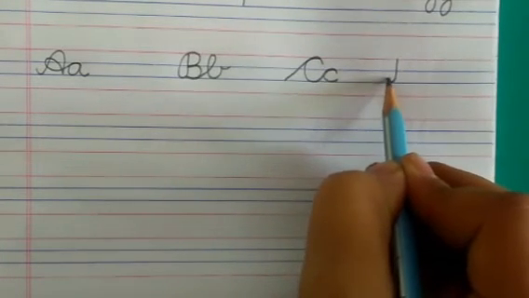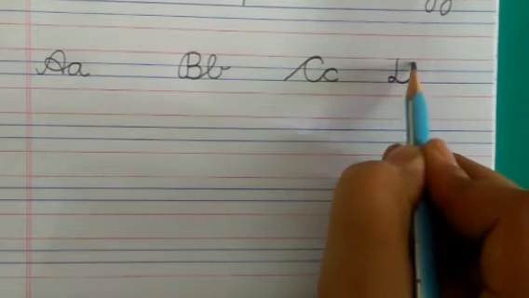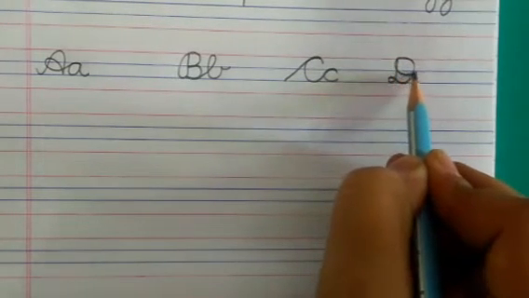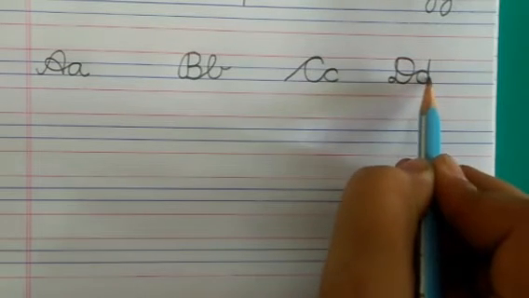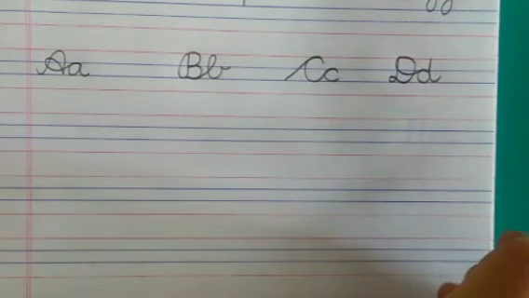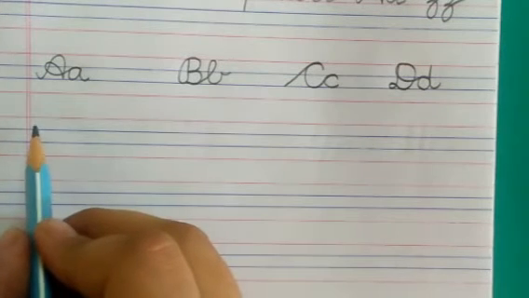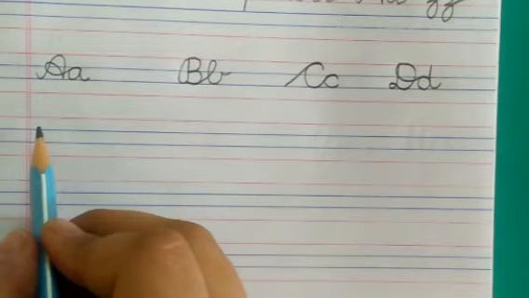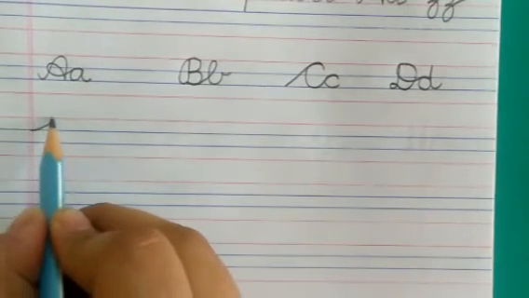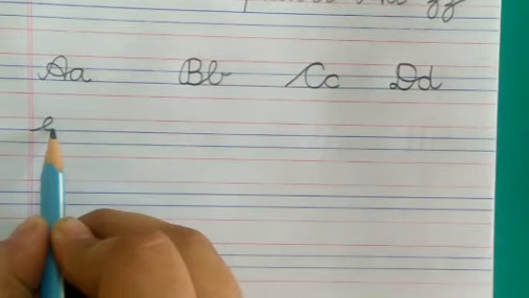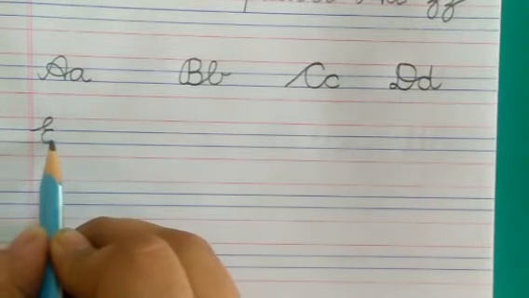Make a slanting line, then small turn, move upward, then curve. Take a turn like this, and this is your D. D for dog. Our next cursive alphabet is E. E for elephant. Move upward, then curve, then again curve.